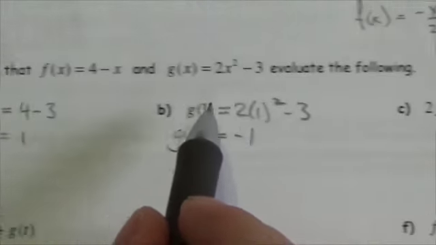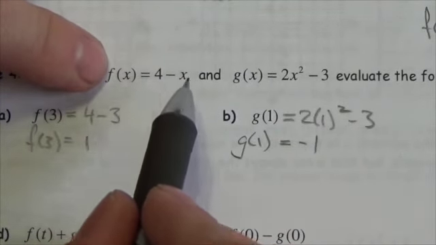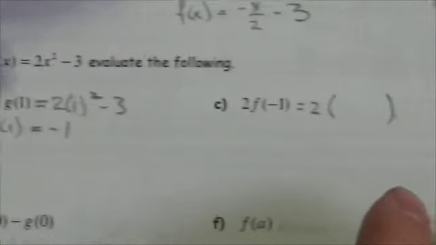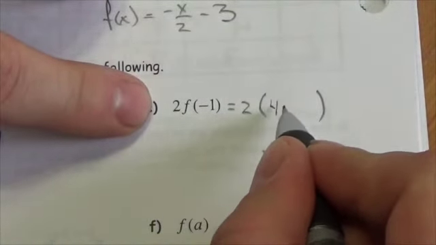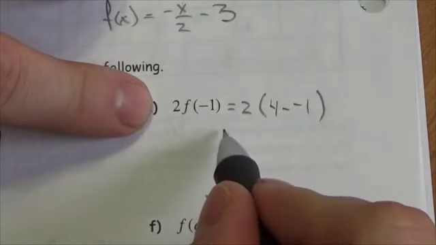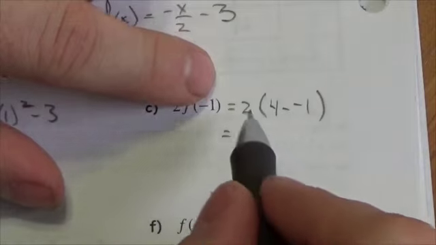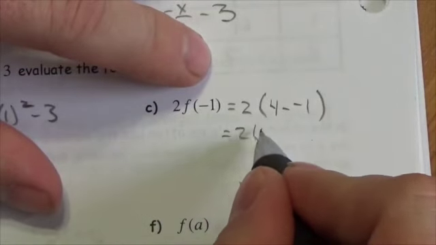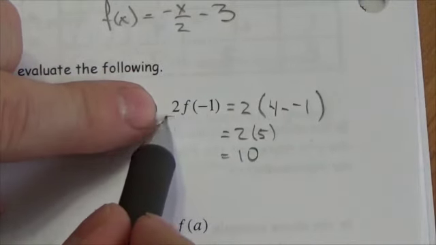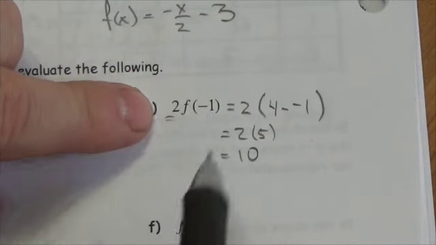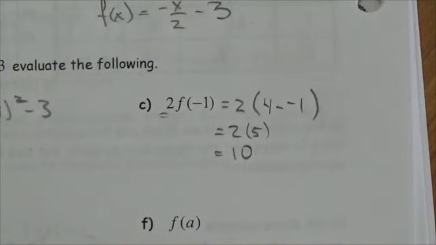But what this means is I'm going to go to my f function here, which is 4 minus x, 4 minus the independent variable. The independent variable here is negative 1. So inside the brackets here, 4 minus negative 1. Okay, so 4 minus negative 1 is going to be 5. And then I multiply by 2 to get 10. So that multiplication by 2 comes after you figure out what the function is equal to. So 2 times f of negative 1 is going to be 10.